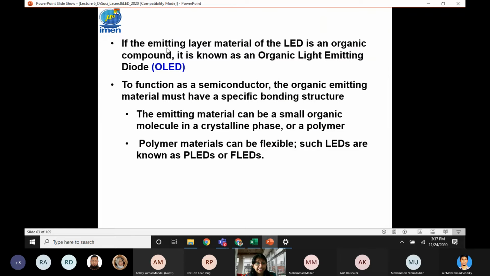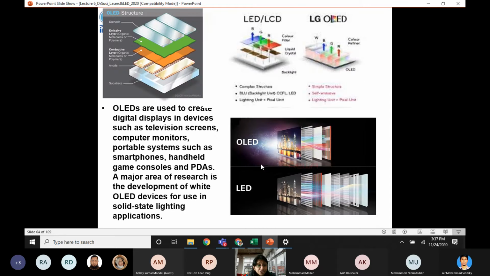Okay, if the emitting layer is not a semiconductor but uses an organic compound, then we call it an organic light emitting diode or an OLED. And this OLED can also be made from polymer materials, which are flexible, such as PLEDs, polymer LEDs, or FLEDs, flexible LEDs. One of the major applications of OLED is in TV screens. This is an OLED and this is an LED TV.